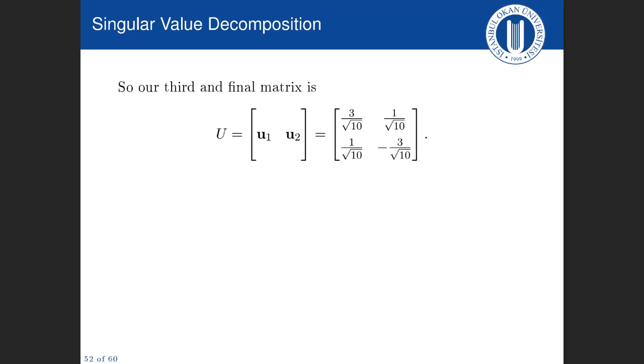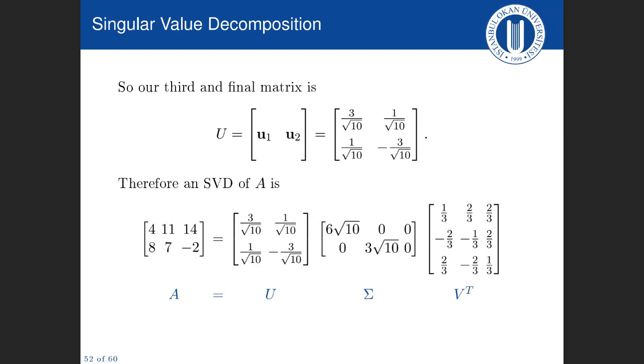So our third and final matrix that we need is the matrix capital U, first column U1, second column U2. And then we've pretty much finished our answer, because now we know that a singular value decomposition of A is the matrix A equal to U sigma V transpose, where now we found U, we found sigma, and we found V.